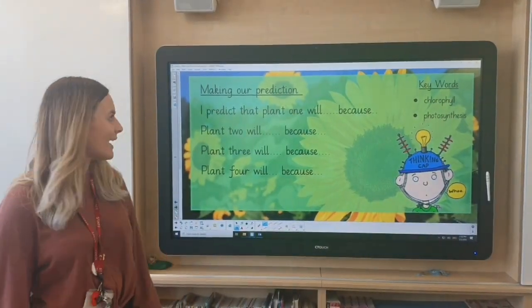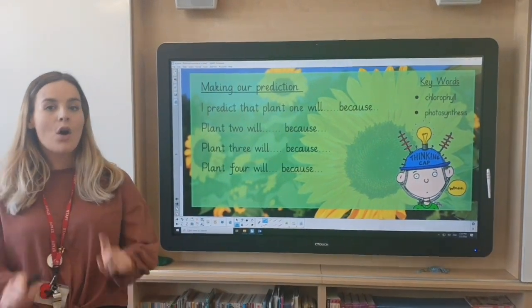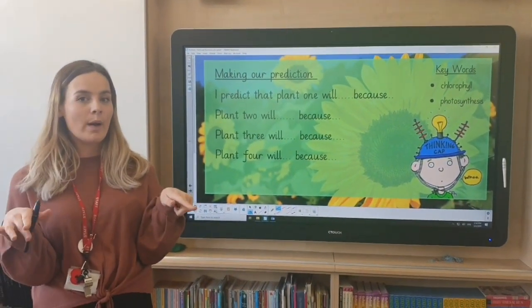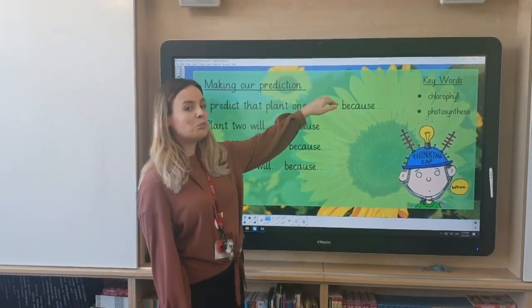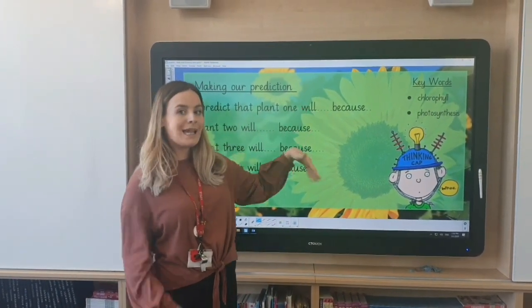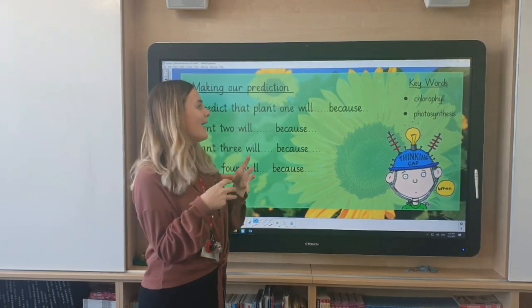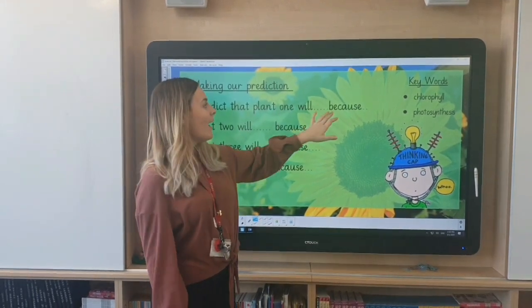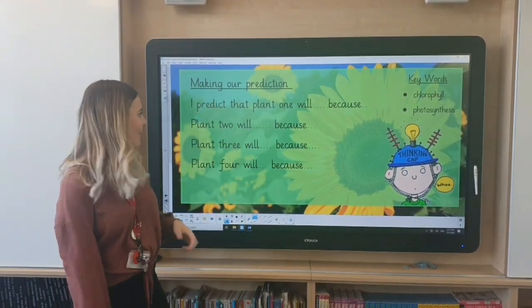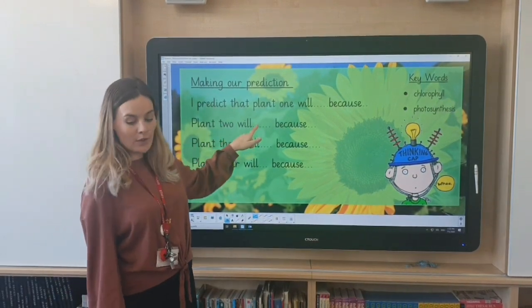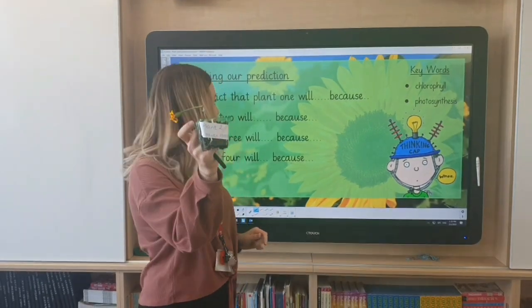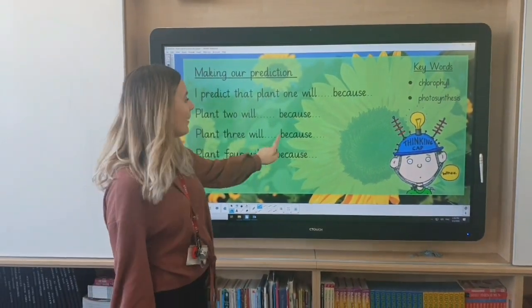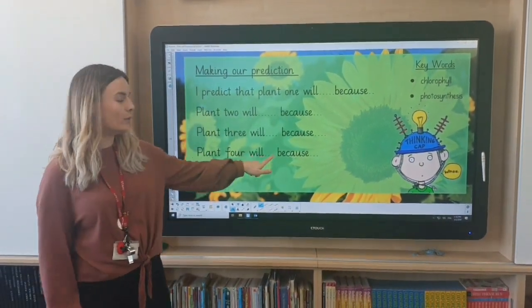Before we start our investigation, we need to make a prediction. On the website, there is a worksheet for you to fill in, and it says, I predict that plant 1 will... What's going to happen? Is it going to get bigger? Is it going to get smaller? Is it going to turn green? Because, give me a reason why. Plant 2 will... I'm not sure what's going to happen to plant 2. Plant 3, because, and plant 4 will, because.